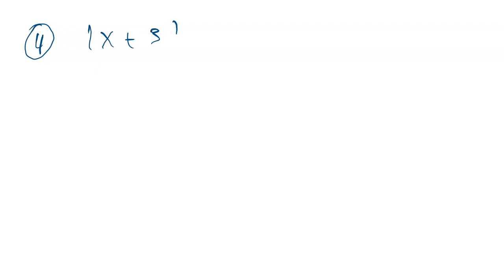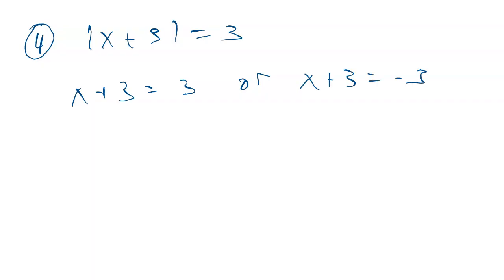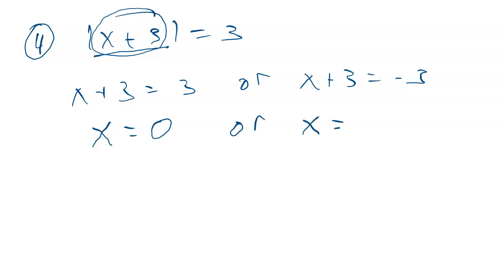The absolute value of x plus 3 is equal to 3. That means x plus 3 equals 3, or x plus 3 is equal to -3. Again, we'll say the whole thing is the distance from 0. We want the distance from 0 to be 3. That happens at 3 and -3 on the number line. All right, solving each equation, you get x is equal to 0, or x is equal to -6 as my answers.